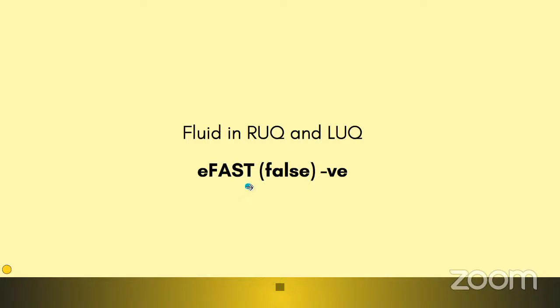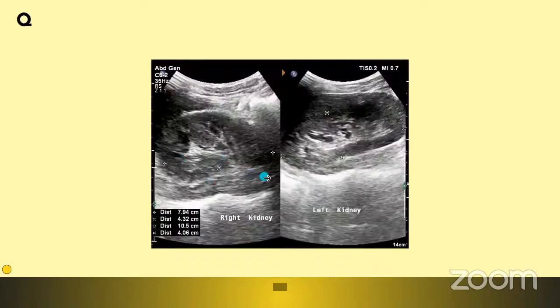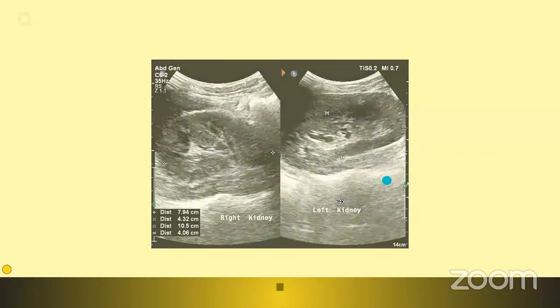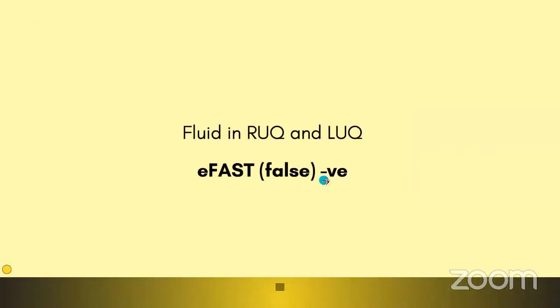Or if someone is having subcutaneous emphysema, which is air stuck in between his subcutaneous tissues, in that case we can get an eFAST false positive. However, in this case we are actually having free fluid, but it seems somehow normal. So we are more likely to report it as normal, unfortunately, by mistake. So we might end up with an eFAST false negative.